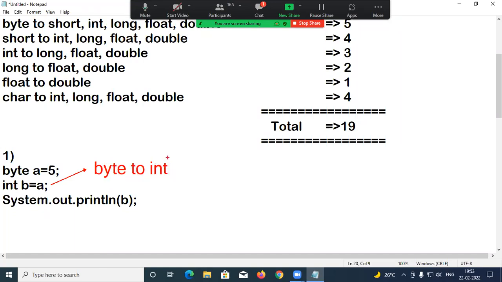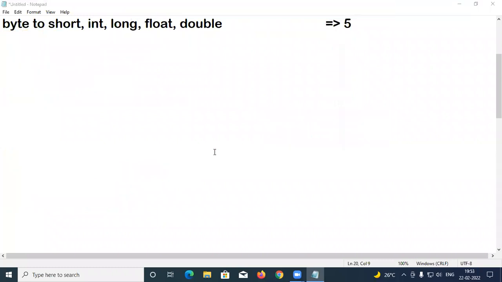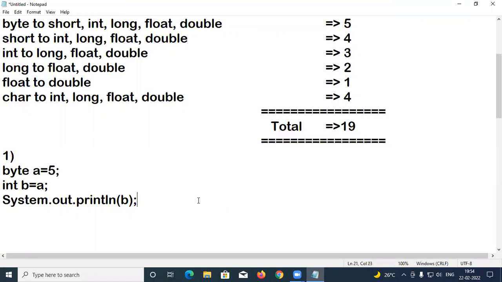A is a byte type, B is an int type. A is assigned to B, nothing but byte assigned to int. So byte to int. Does it come under the 19 conversions or the 23 conversions? 19 conversions. Byte to int, so it is valid. The output is 5.